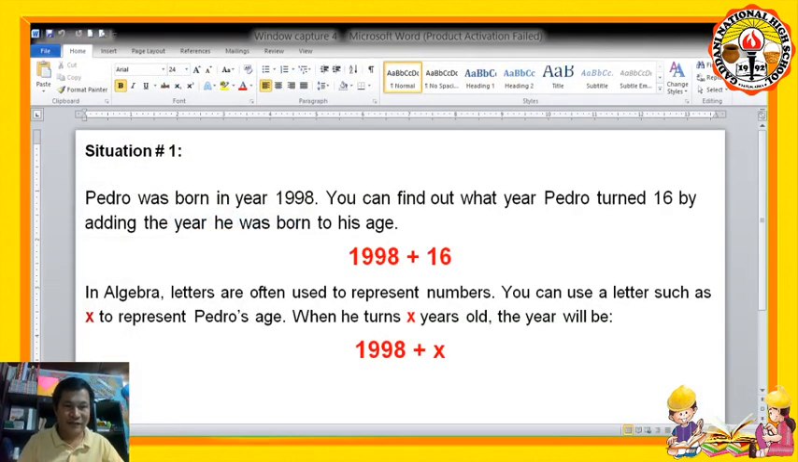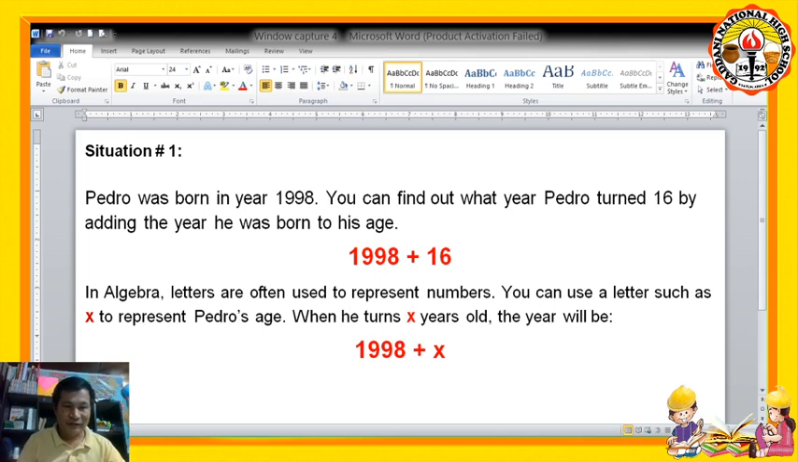Let us have situation number 1. Pedro was born in year 1998. You can find out what year Pedro turned 16 by adding the year he was born to his age. That is 1998 plus 16.